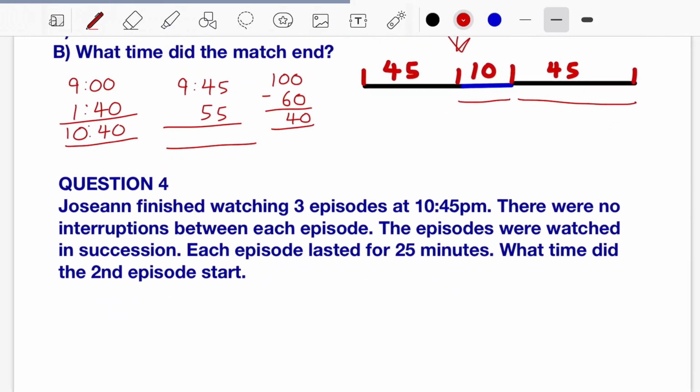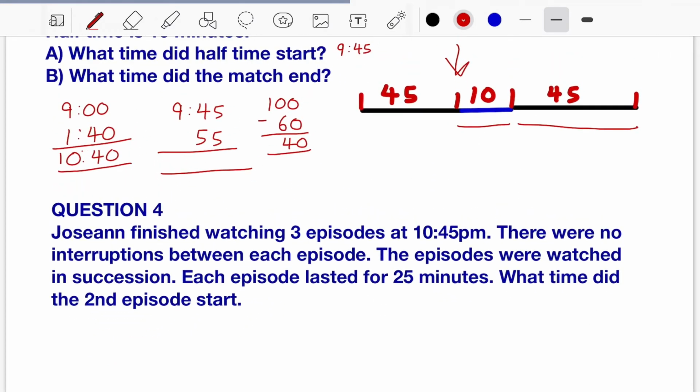Question 4. Josan finished watching 3 episodes at 10:45 p.m. There were no interruptions between each episode. The episodes were watched in succession, which simply means one after the other. Each episode lasted for 25 minutes. What time did the second episode start?